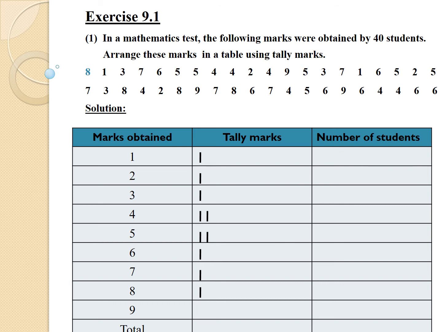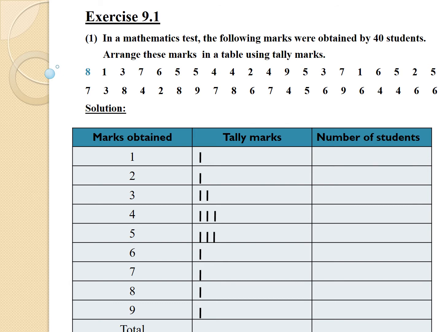So in front of 4, in the second column, you have to draw a tally mark. Then 9 is given. So in front of 9, in the second column, you have to draw a tally mark. Then 5 is given. So in front of 5, in the second column, you have to draw a tally mark. Then 3 is given. So in front of 3, in the second column, you have to draw a tally mark.